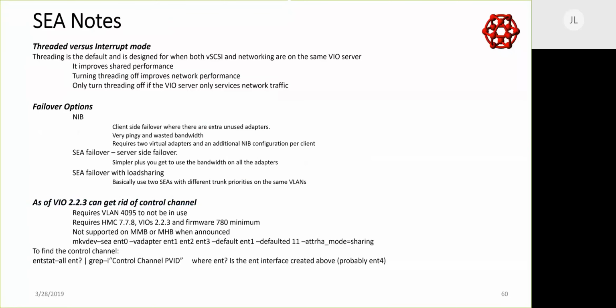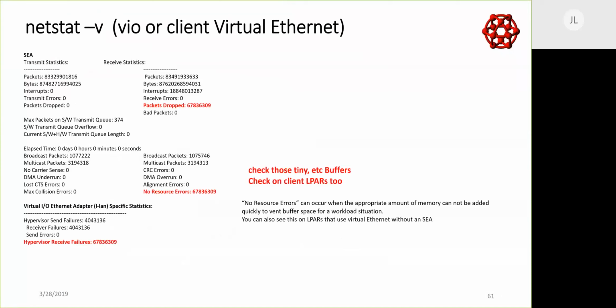And that's what I'm getting at here with threaded versus interrupt mode. And I've already addressed the control channel. The last thing about the network that I want to talk about is, remember it's a virtual Ethernet behind the scenes. So you need to use the netstat -v command and look at what's actually happening on your virtual Ethernets, because one of the things that you may see is dropped packets, no resource errors, and hypervisor receive failures. Now you see this on the SEA, and you'll also see it on your actual virtual Ethernets that are defined.